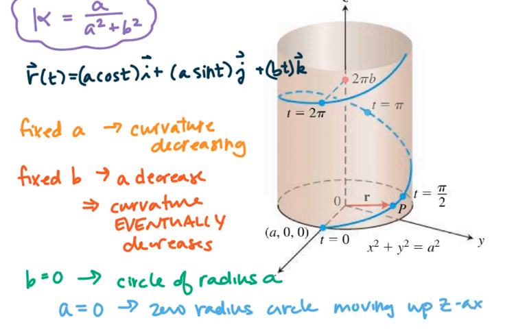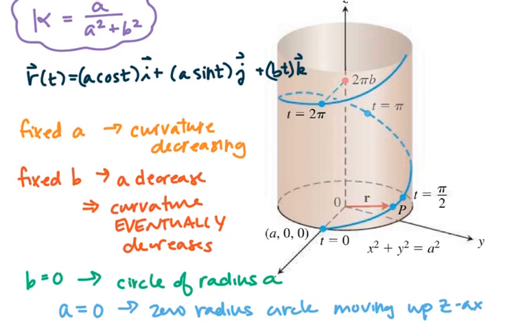All right. So this is a dependent equation that we have for curvature, and it depends on what the a and b values are in that initial helix given by our position vector. So I hope that helps you understand curvature just a little bit more.